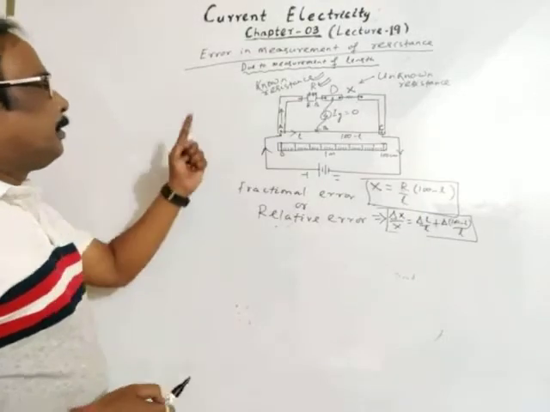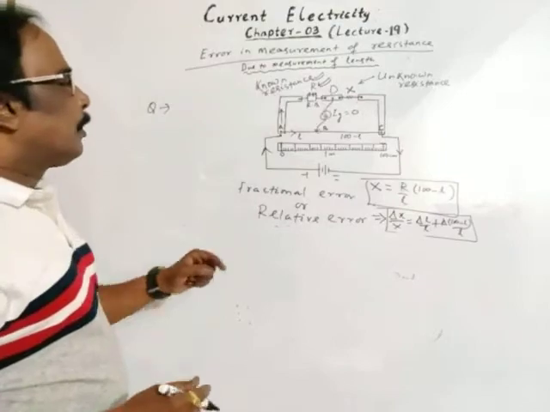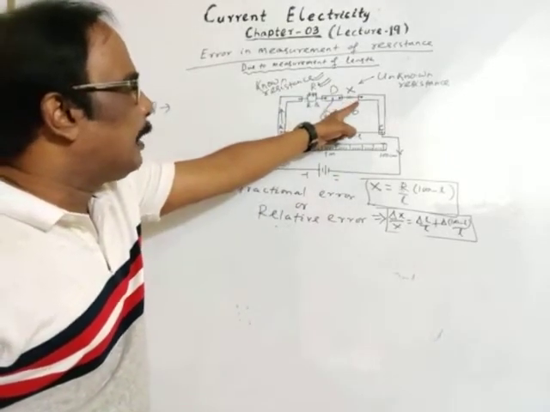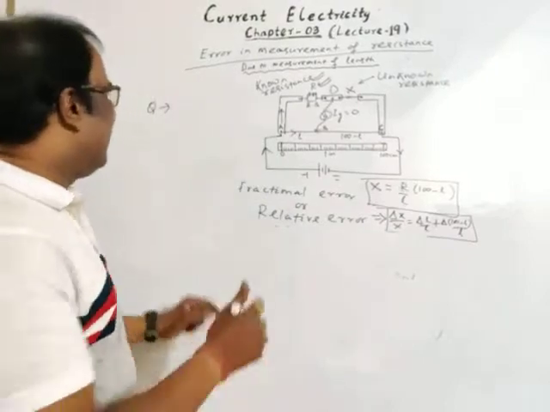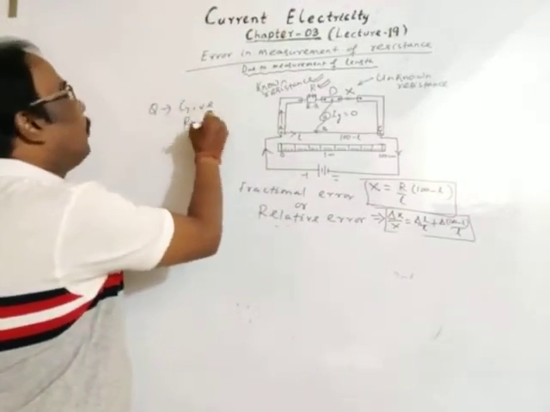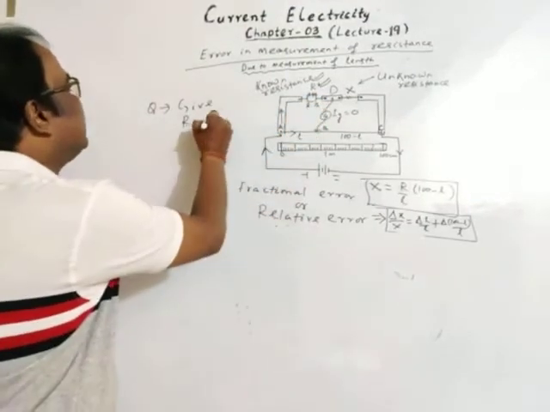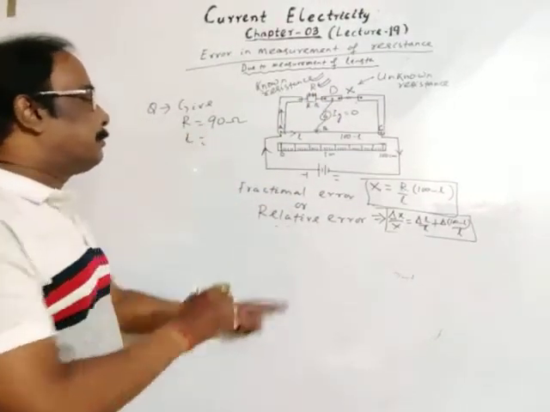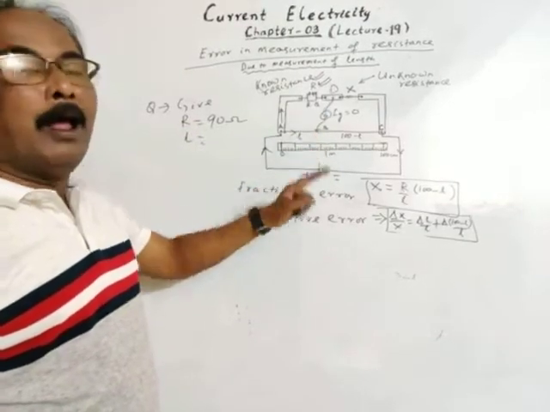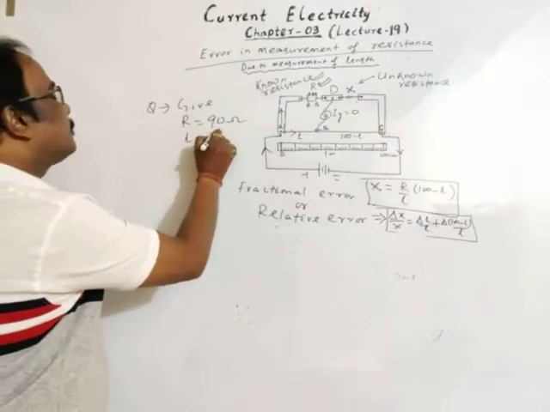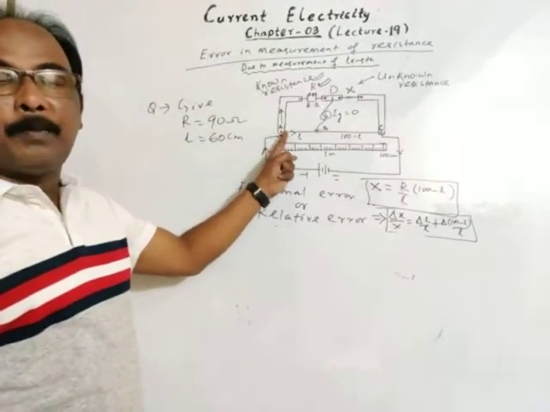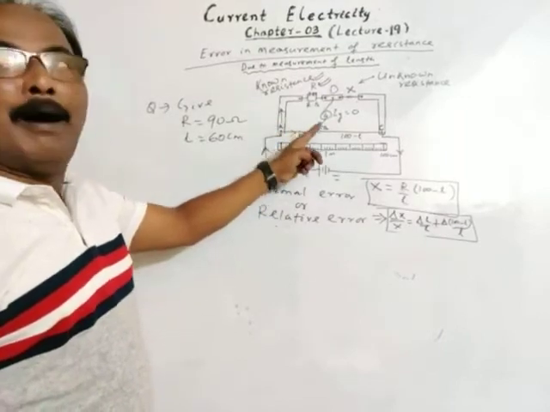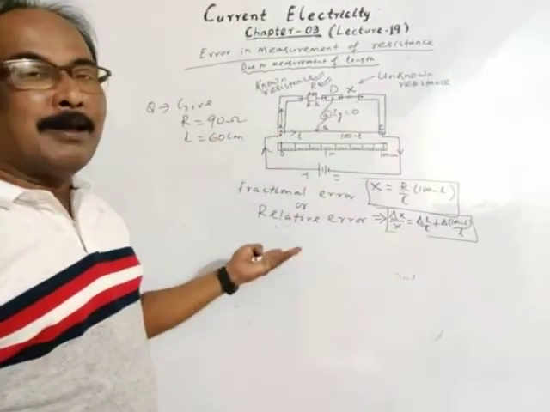Okay. Suppose a question is given like this. In the measurement of unknown resistance by using a meter bridge, the value of known resistance is 90 ohm and the null point is obtained at a distance of 60 centimeter. Always the distance is measured from the left hand. So the null point is obtained at a distance of 60 centimeter, means L is 60 centimeter.